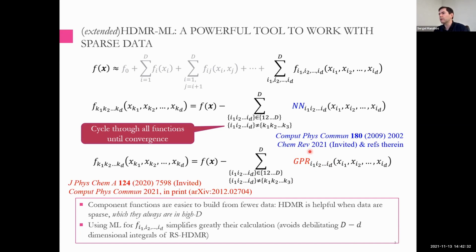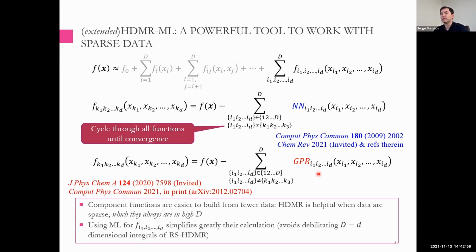The way we do it in practice is that we would define a neural network or a Gaussian process representation for each of the component functions, and then we will build the sum, and we would cycle for all component functions, fitting one at a time until we converge the representation. The version where component functions were neural networks we presented already 10 years ago, and recently we have been playing with component functions which are represented with Gaussian process regressions.